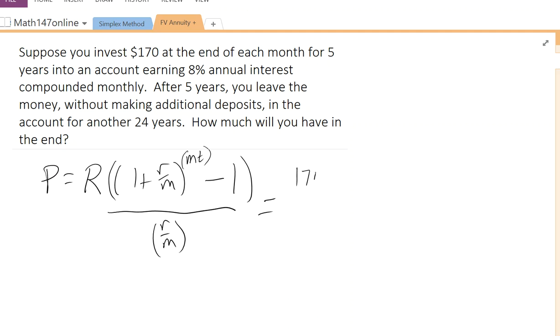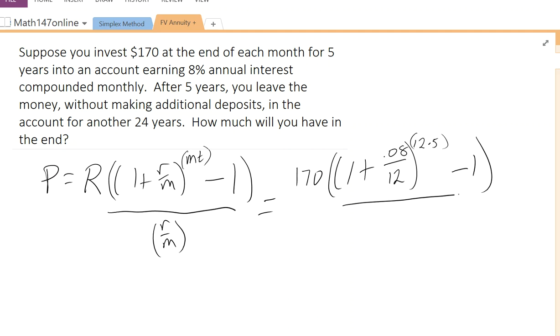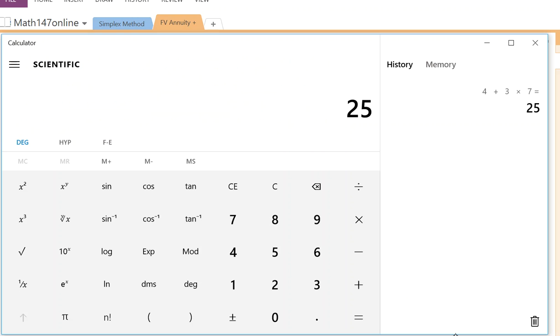So for the first part with the annuity, we want to find out what happens to that $170 a month. Our R is going to be 170. The interest rate is 8%. We're compounding monthly. There are 12 months in a year, so our m would be 12. And I'm going to start with an exponent of 12 times 5. Finally, minus 1 as part of the formula, and then divide by the r over m. That will give us how much money we'll have at the end of the 5 years when we're making monthly deposits.